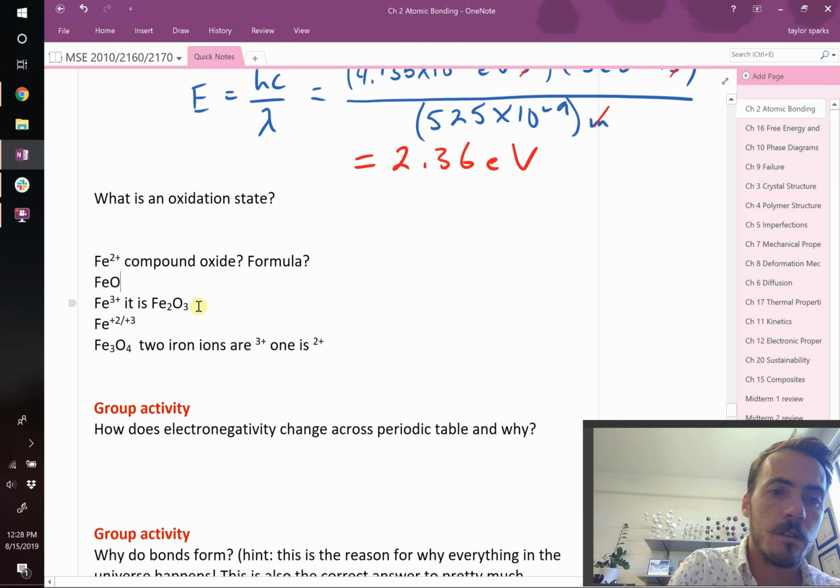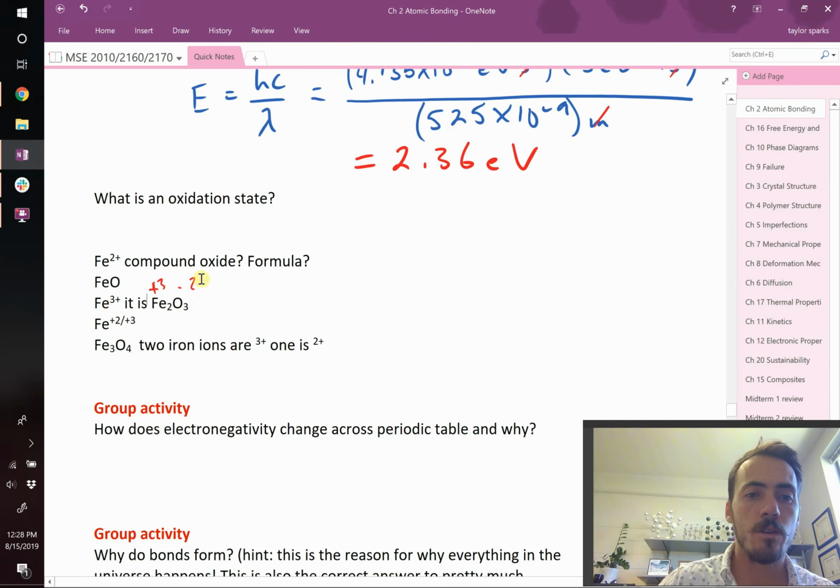You've got minus 2 and you've got plus 3. Oxygen's always minus 2. In this case, iron's plus 3. So you've got negative 2 times 3 is negative 6, and then positive 3 times positive 2 is 6. So overall, the charge is balanced.